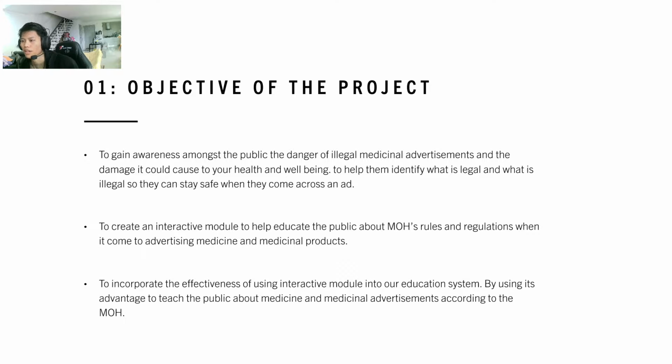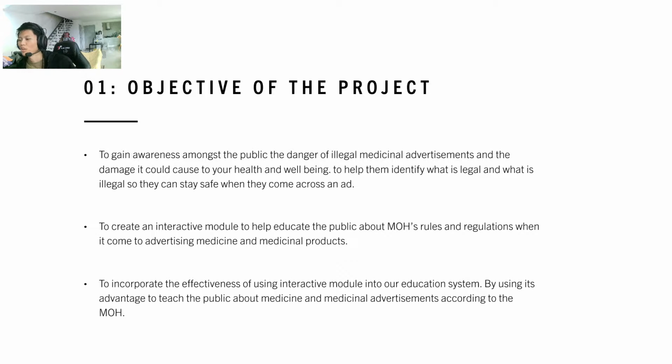Objective of the project: to gain awareness amongst the public of the danger of illegal medicinal advertisements and the damage it could cause to your health and well-being, to help them identify what is legal and what is illegal so that they can stay safe when they come across an ad. This is the example of our objective that I've set before.